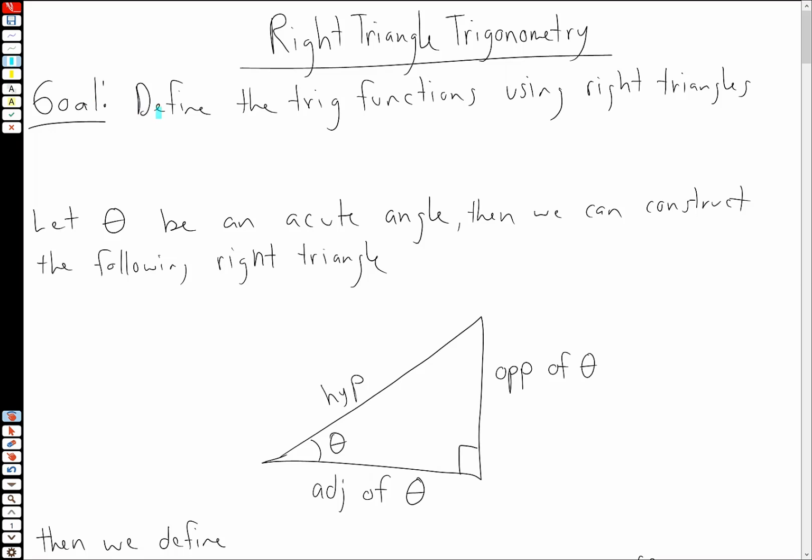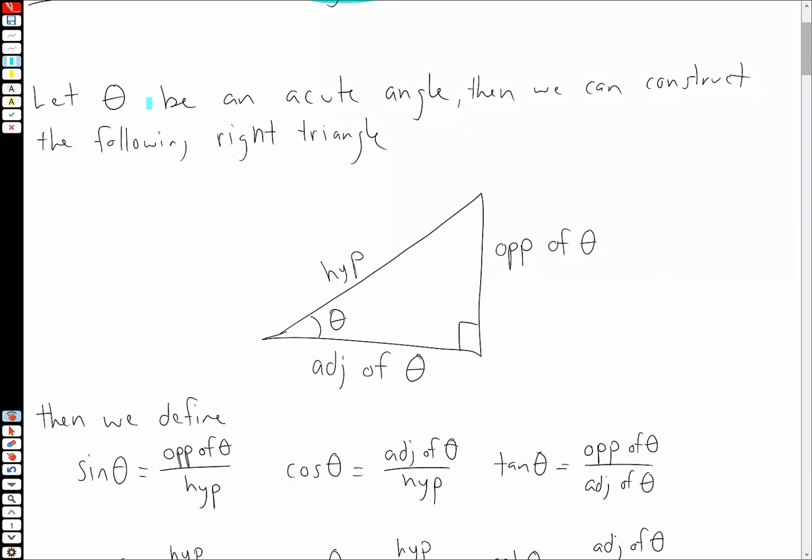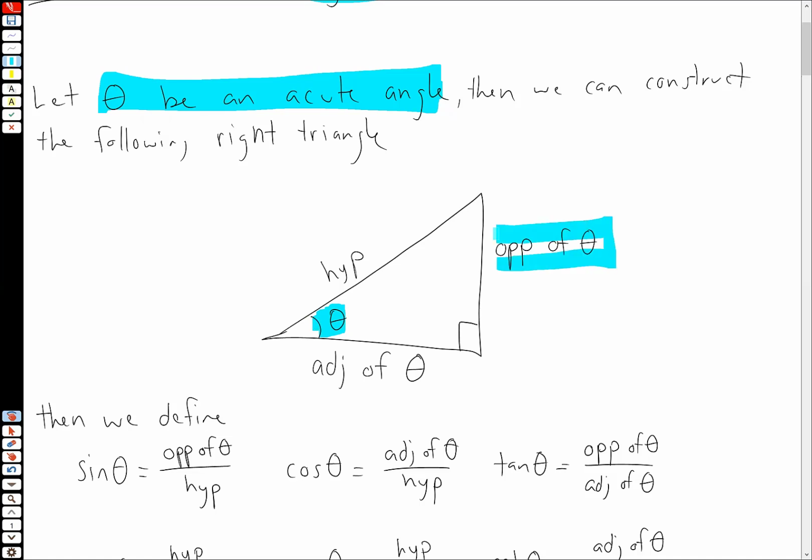What we're going to be doing today is defining the trig functions using right triangles. So let theta be an acute angle. Then we can construct the following right triangle. Notice I drew theta in the bottom left corner, and then I'm labeling the sides. The side opposite of theta, I'm labeling as opposite of theta, the side adjacent of theta, I'm writing adjacent of theta, and then the hypotenuse.